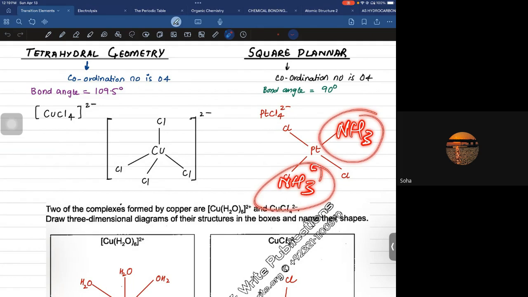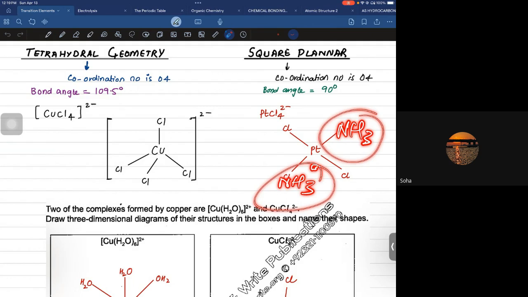Cisplatin is used as an anti-cancer drug. So you know what it does? It binds to DNA in cancer cells. So of course, it prevents the replication of DNA and cell division. That's why it is used as an anti-cancer drug.